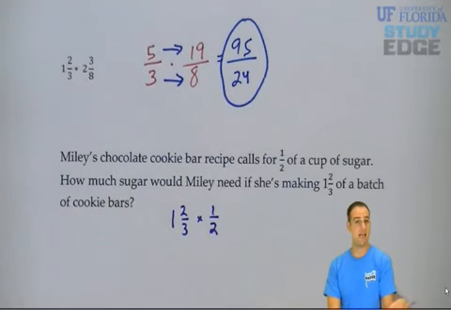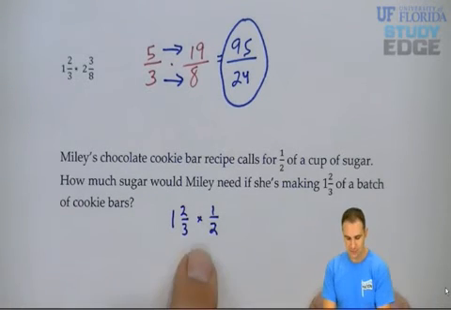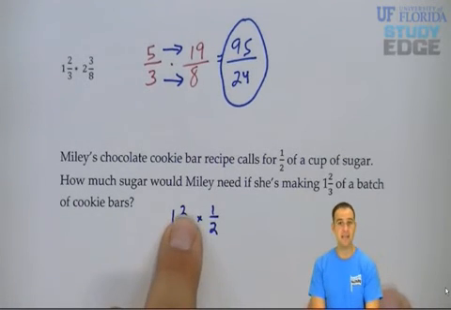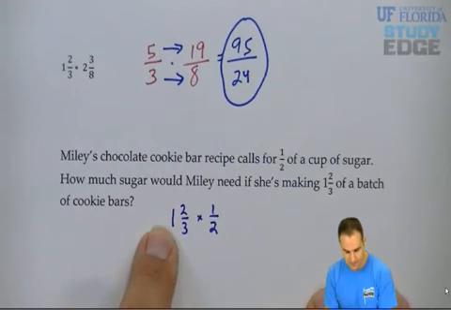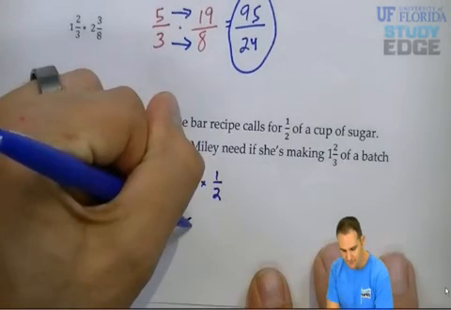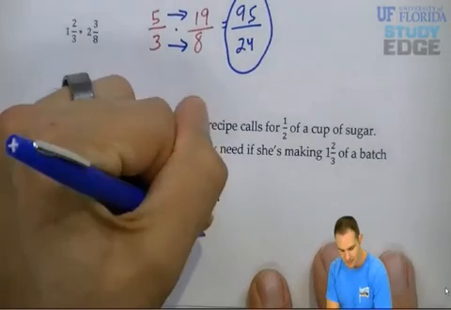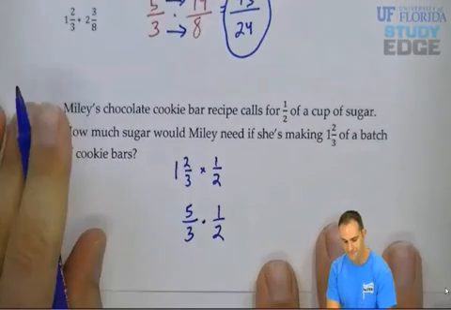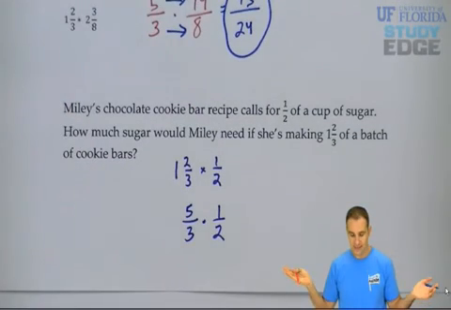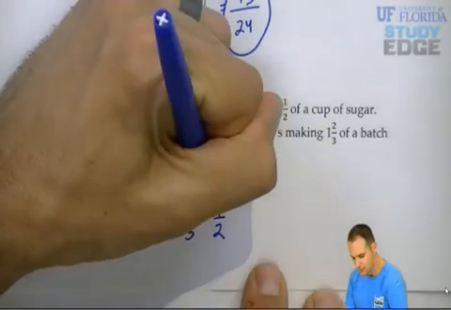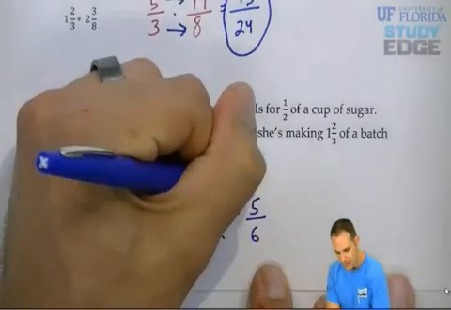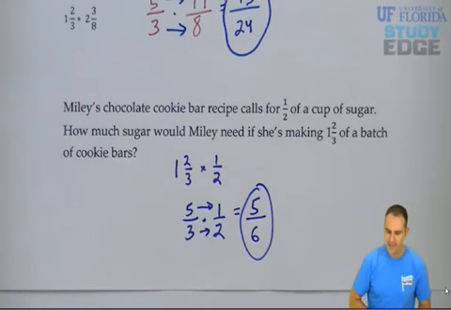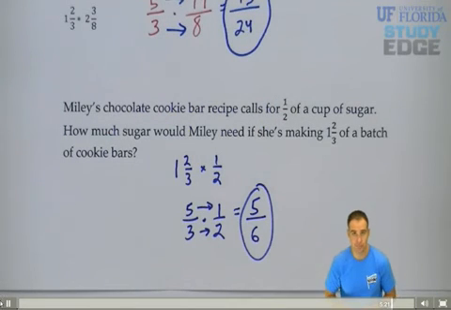Well, 1 2/3, I need to go ahead and make an improper fraction. Multiply and add. Denominator, same. 3 times 1 is 3. 3 plus 2 gives me 5 divided by 3 times 1/2. There are no factors here to simplify, so I would just multiply the numerators together. I would multiply the denominators together, and the answer is I will need 5/6 of a cup of sugar.